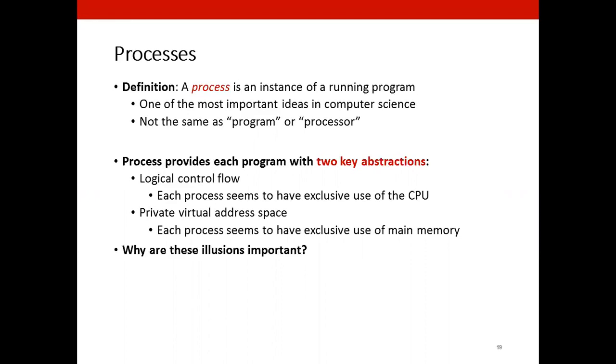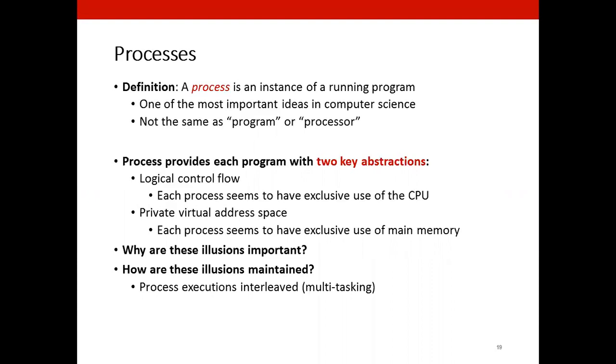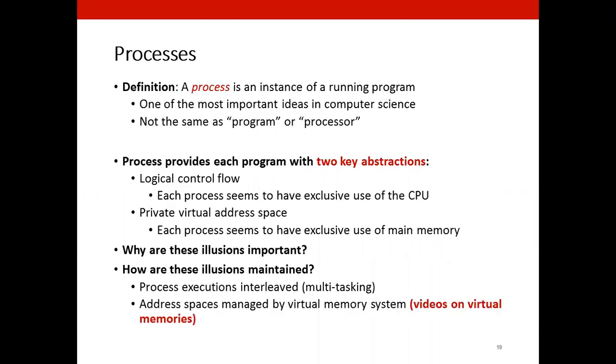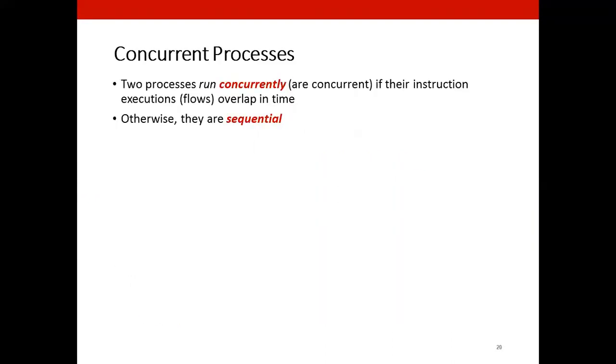Why are these illusions important? Well, it simplifies writing programs a lot because you give the illusion that the program has complete control of the processor. How are these illusions maintained? Well, firstly, all process executions are interleaved. That is multitasking. It means switching between one process and the other. And secondly, the address space is managed by the virtual memory system. So we said that multiple processes are executed concurrently. The question then would be, what is concurrency?